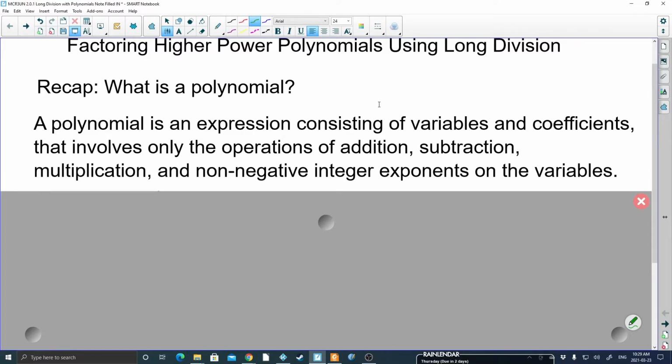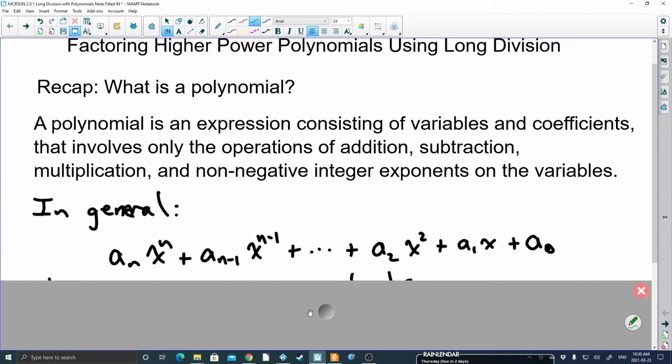A polynomial is an expression consisting of variables and coefficients. So like 3x squared is a coefficient 3 and a variable x squared, that involves only the operations of addition, subtraction, multiplication, and non-negative integer exponents on the variables. So what do they mean by non-negative integer exponents? Well, you can't have a power of -1 or a power of 1/2 if you're talking about a polynomial. So they have to be integers like 2, 3, 4, etc.